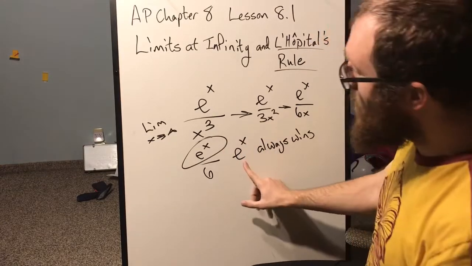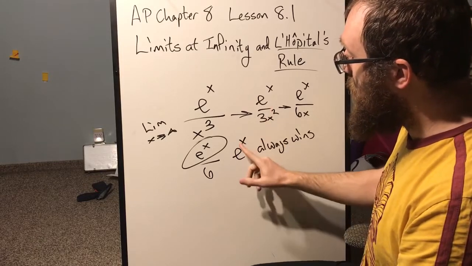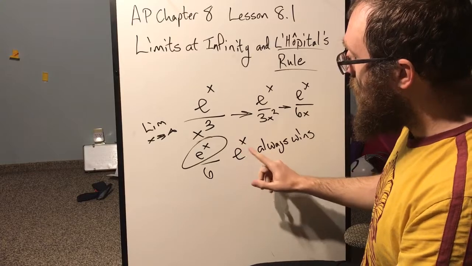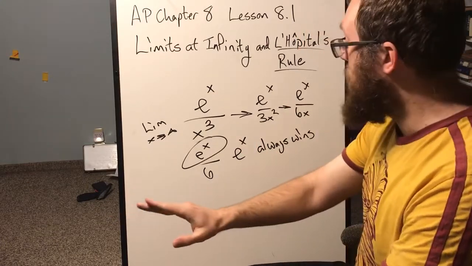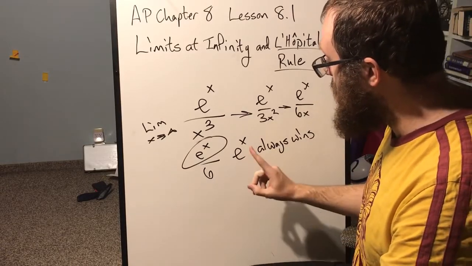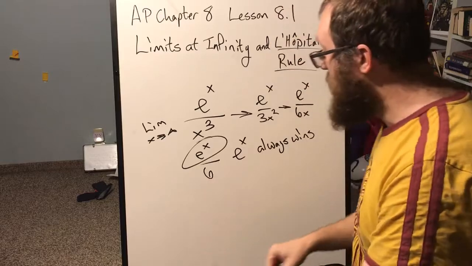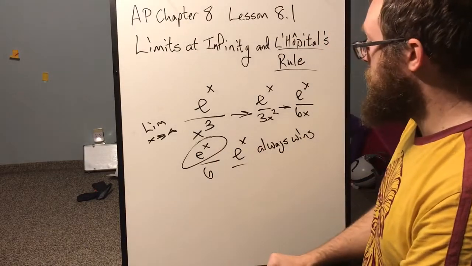So if e to the x is in the numerator, the answer is either infinity if it's positive, or 0 if it's negative. Done deal, 100% of the time. If e to the x is in the denominator, the answer is 0, 100% of the time. Because e to the x always wins.